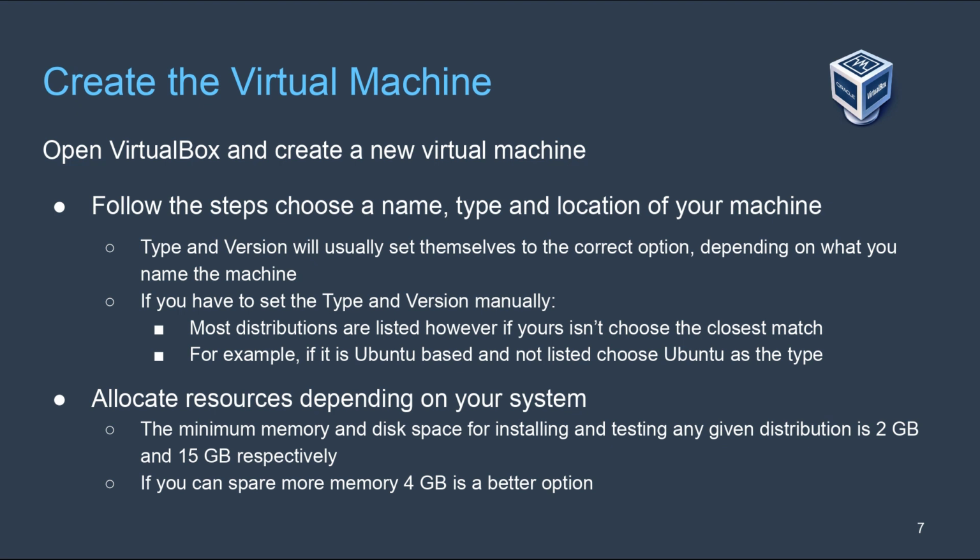Then you also want to allocate resources for your system as part of this setup process. That means giving it memory and giving it hard drive space. Most distributions can run with around 1 gigabyte of memory, but it's going to be very close and it's not going to be a great experience. So the bare minimum that I would suggest you give any distribution is 2 gigabytes of memory.